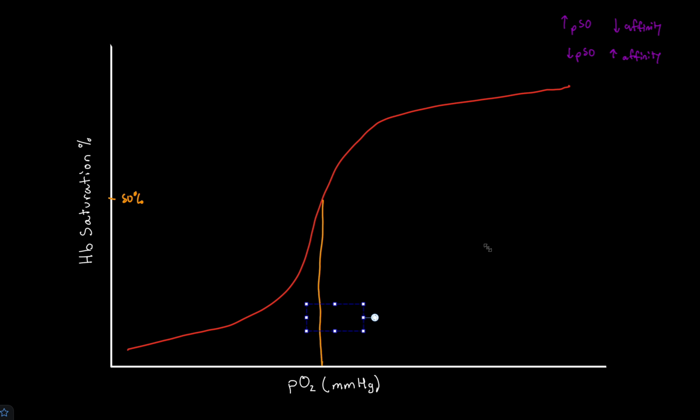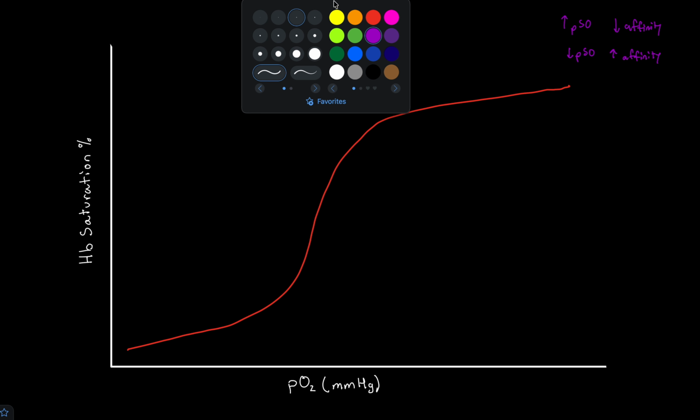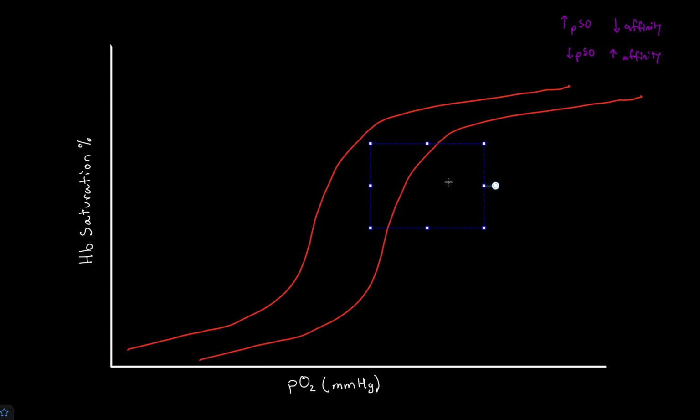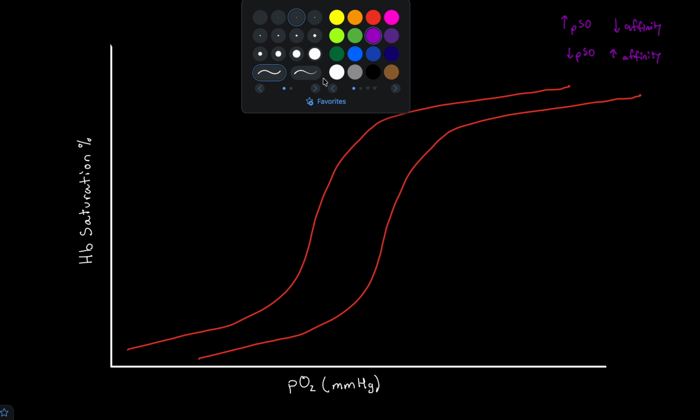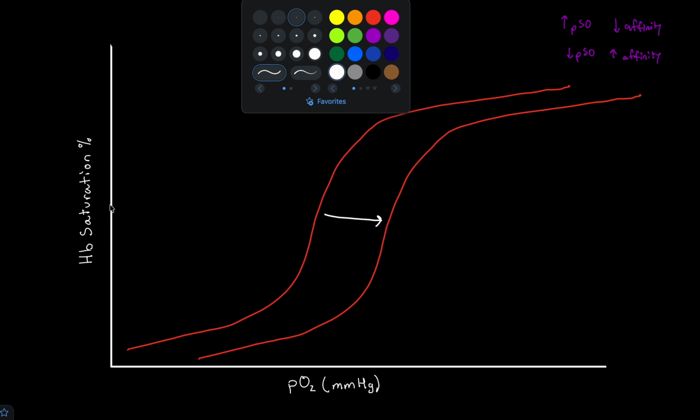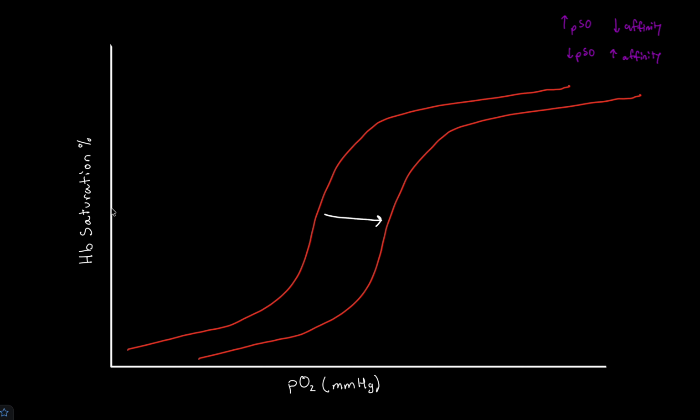Let me delete some of these things over here, and let's actually talk about what can shift our sigmoidal curve to the right or to the left. So I'm going to copy this, move it a little bit ahead, and let's say we see a right shift. So let's say our curve moves to the right. Now, I don't know why I erased this, but for this entire example, let's say this is our 50% saturation, so P50 will be right over here, so I'll just put P50 for this guy right here.